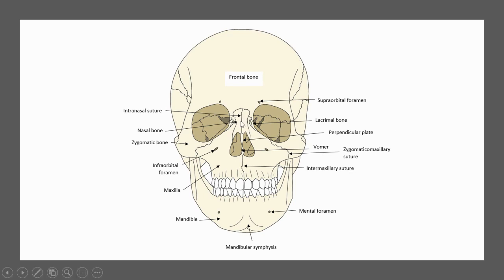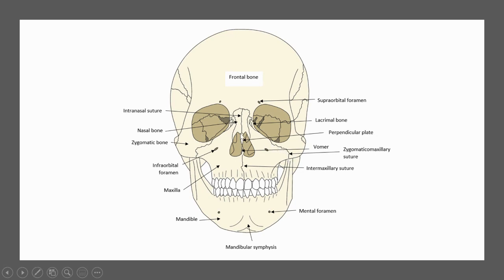Here's the nasal bone with the intranasal suture. Here's the maxillary bone with the intermaxillary suture. Here's the mandible with the mental foramen that the mental nerve travels through. Here is the zygomatic bone, and you can see the zygomatic maxillary suture.